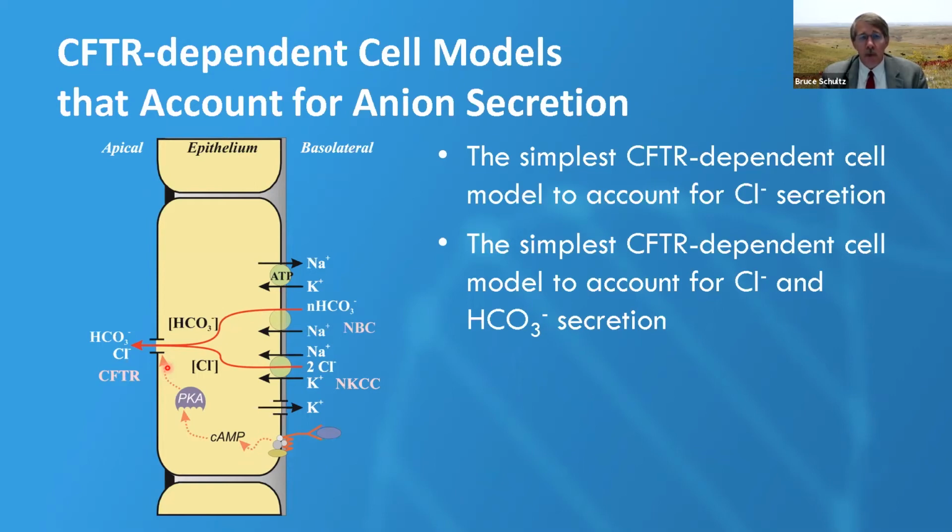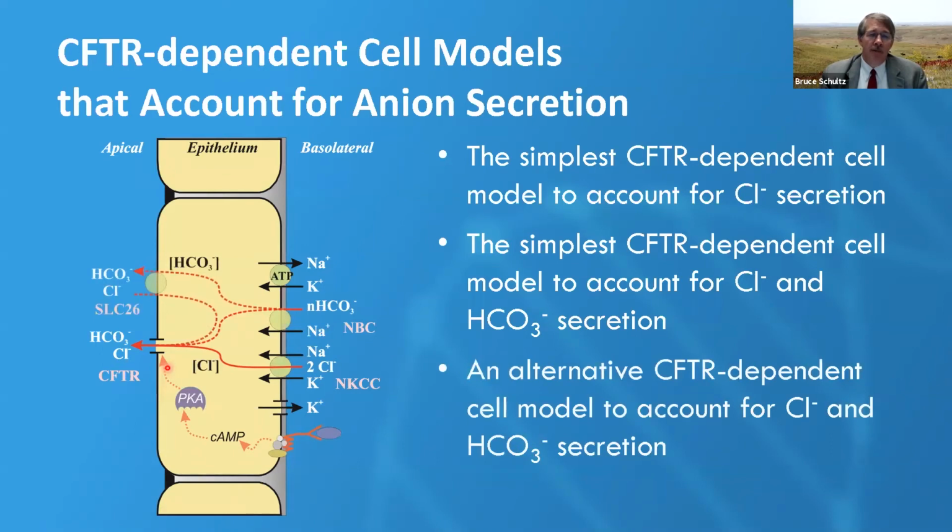More elegant models to account for bicarbonate secretion, CFTR-associated bicarbonate secretion, have been proposed, where we have, for example, here this chloride bicarbonate exchanger from the SLC26 transporter family, where you have chloride for bicarbonate exchange, chloride then recycling through the apical CFTR. Each of these models has certain strengths and weaknesses as they encompass or incorporate new observations.